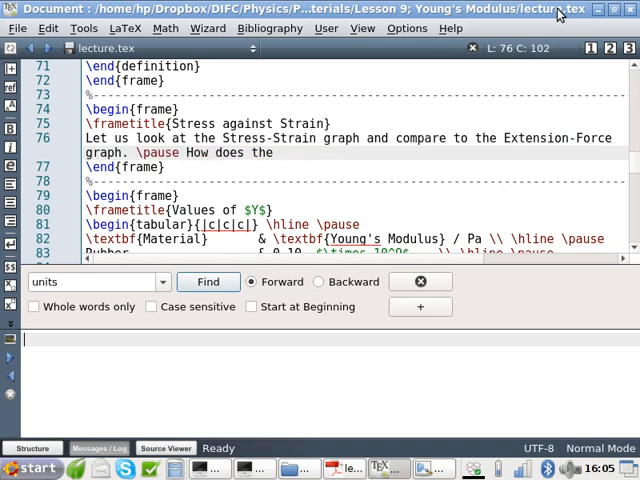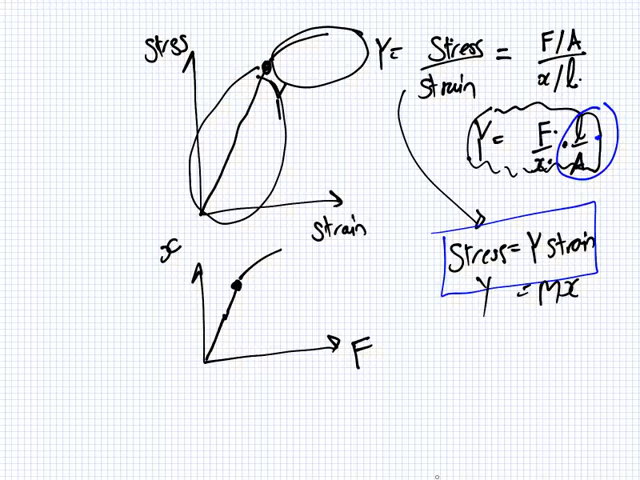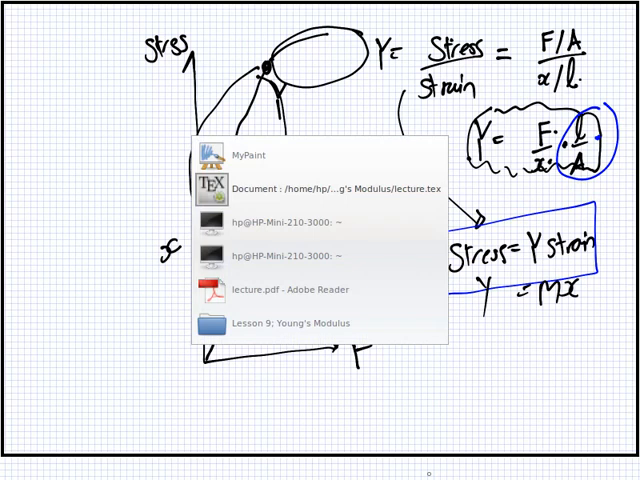How does the Young's modulus relate to the Hooke's constant K? So that's what we looked at. They're nearly the same thing. Okay, so what we need to have a look at now is some values of Young's modulus.